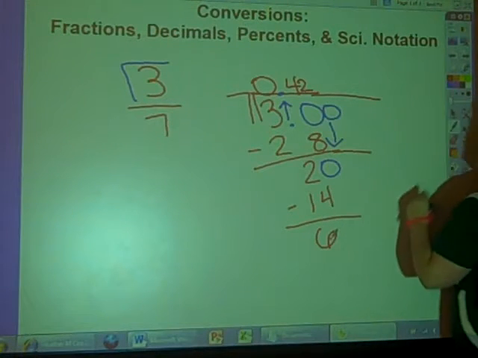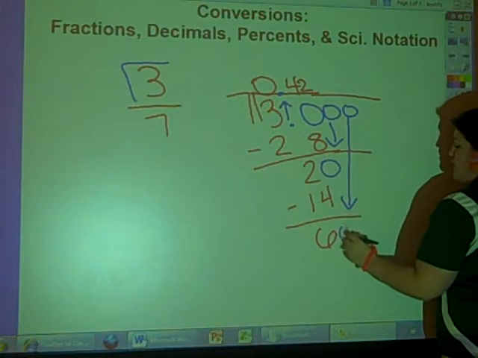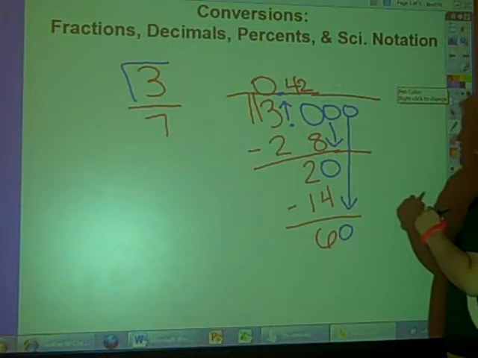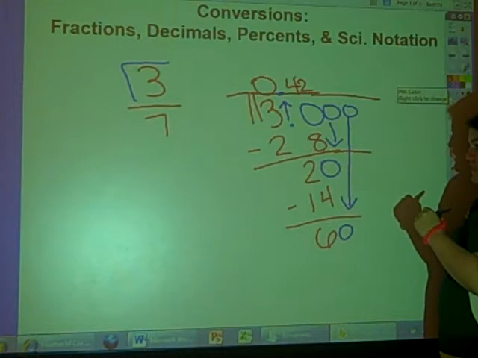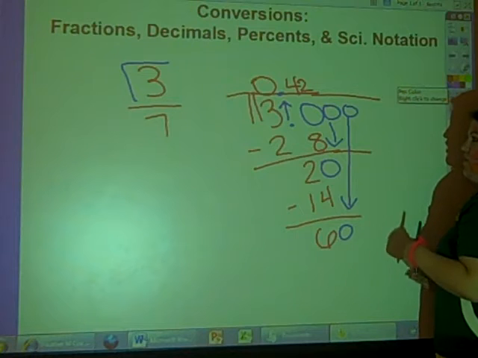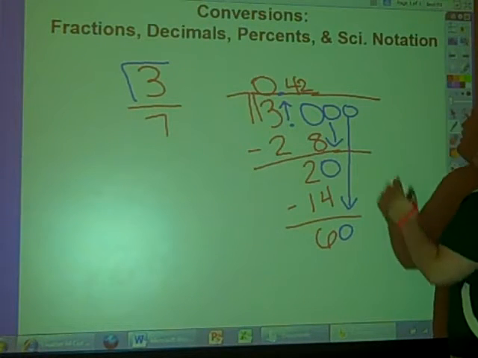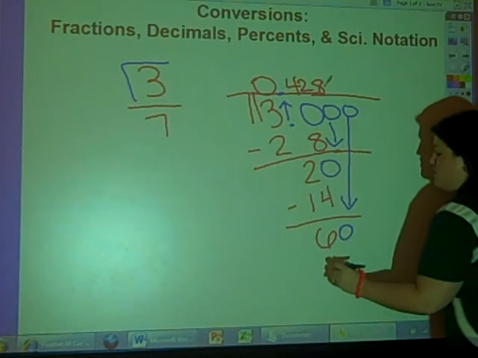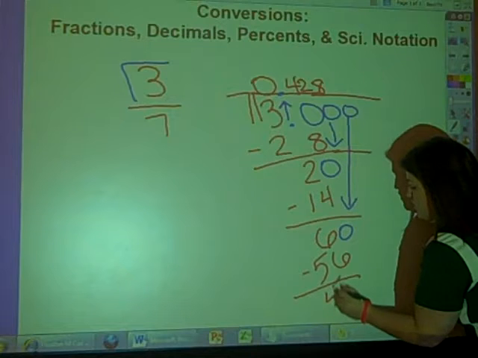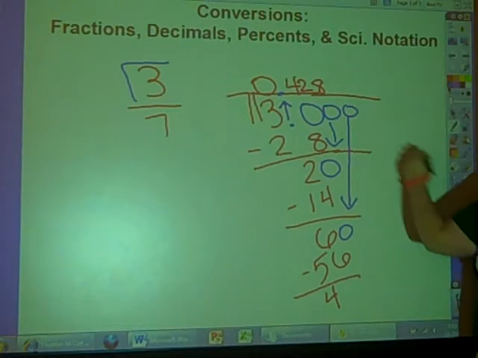7 will not go into 6, so I need to add another 0, bring it down, and I ask myself, how many times does 7 go into 60? And this is maybe when you need to start thinking of your multiplication facts. Well, I know that 7 times 8 is 56, so that's going to get me close. It's going to be an 8. Bring down the 56. That's going to give me a 4. It's not repeated yet, and it's not a 0 yet, so I've got to keep going.